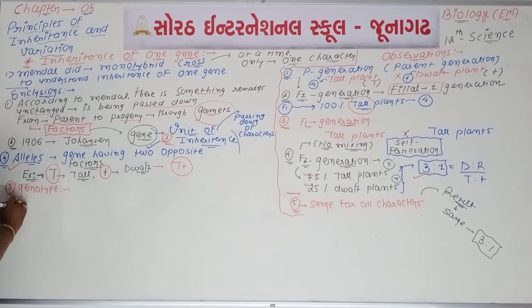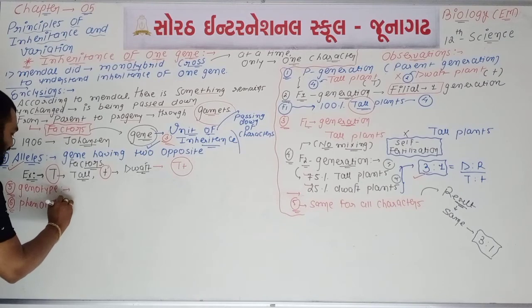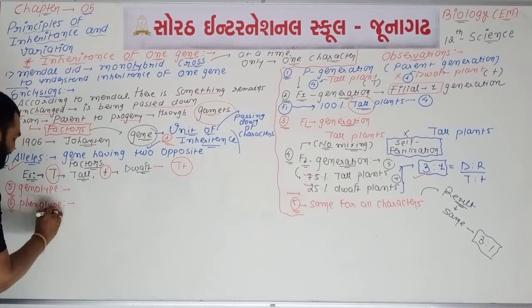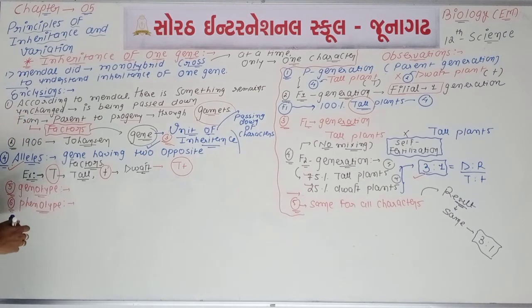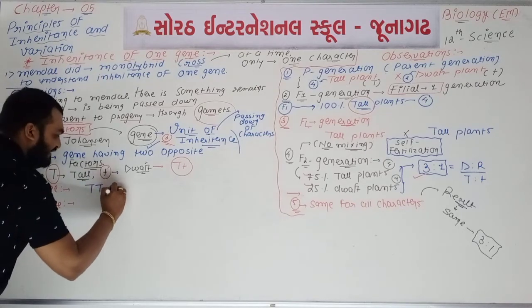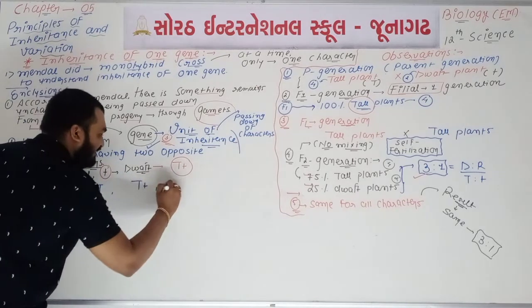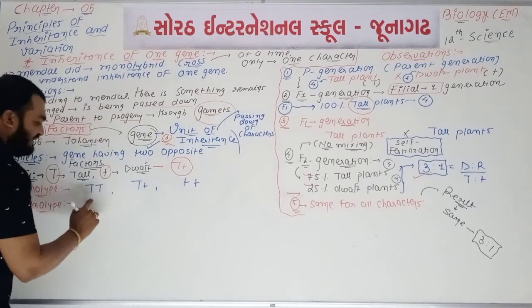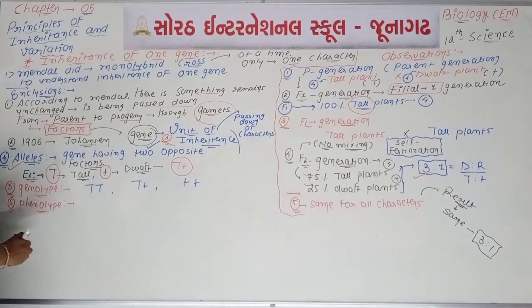And point number 6, I am writing the phenotype. What is the meaning of genotype and phenotype? Two new words are there, and both words were given by Johansen. See here, I am writing capital T, capital T, small t and small t. These all are genotype, meaning structure of gene. These all are genotype. What about the phenotype?